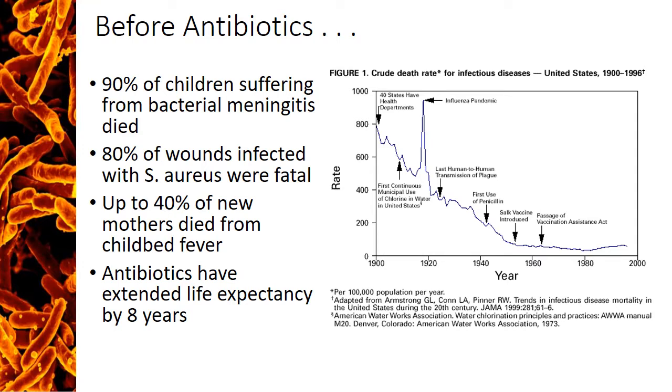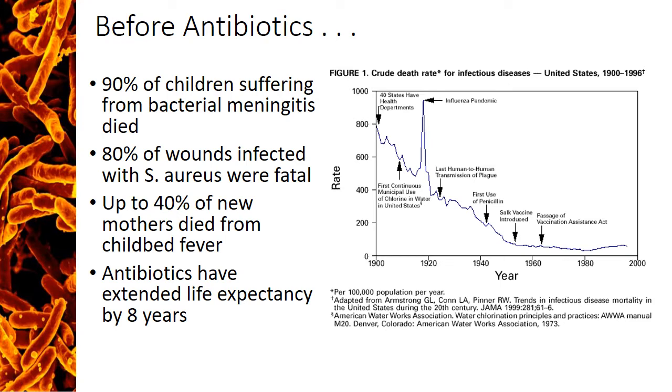As we get into the discussion of antibiotics, I want to highlight two things. The first is that before antibiotics, infectious diseases were much more serious and they caused much more fatal disease. So for example, 90% of children that were suffering bacterial meningitis died because we didn't have a way to treat that, and 80% of wounds infected with Staph aureus were fatal.